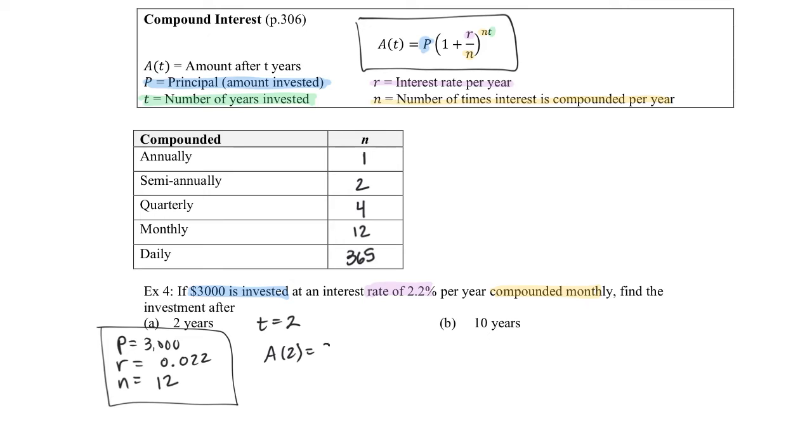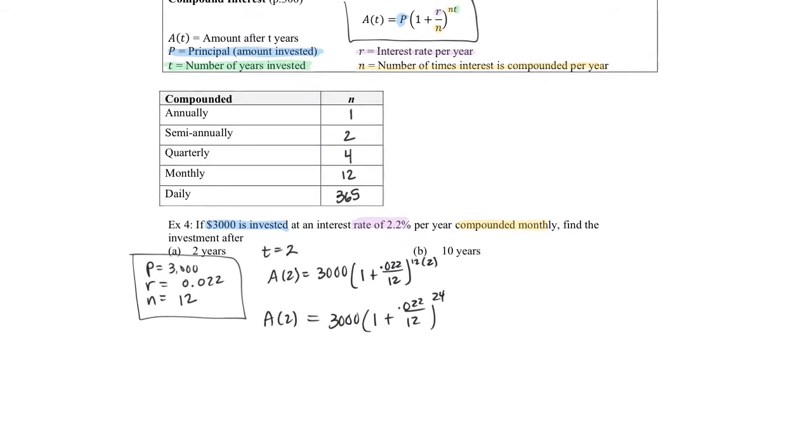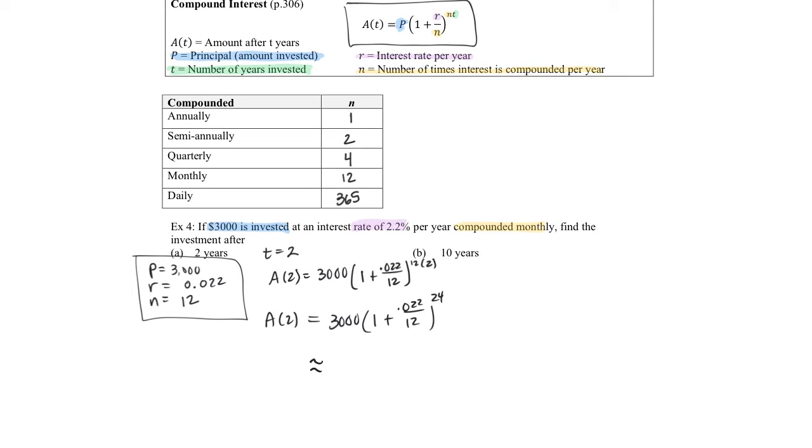It's the principal times 1 plus the rate, 0.022, over N, which is 12, to the N, which is 12, times T, which in this case in part A is 2. So we'd have 3,000 times (1 + 0.022/12)^(12·2). I recommend just typing that whole thing into your calculator because it'll be a little bit more accurate. So we get that it is about 3,134.82.